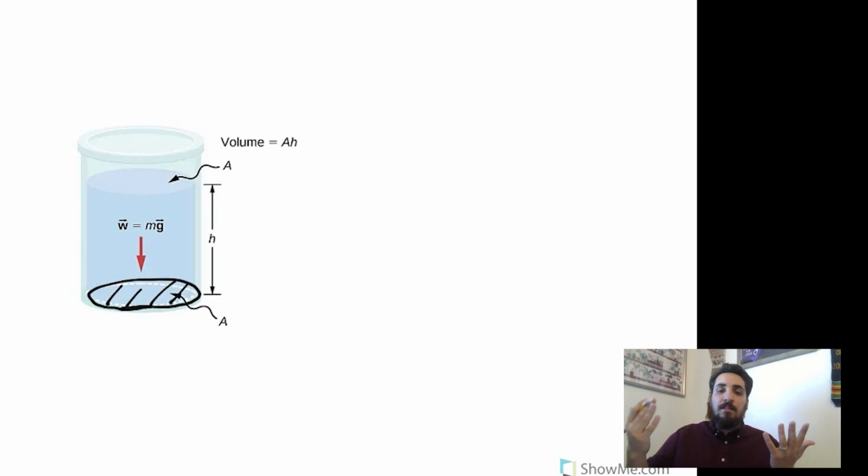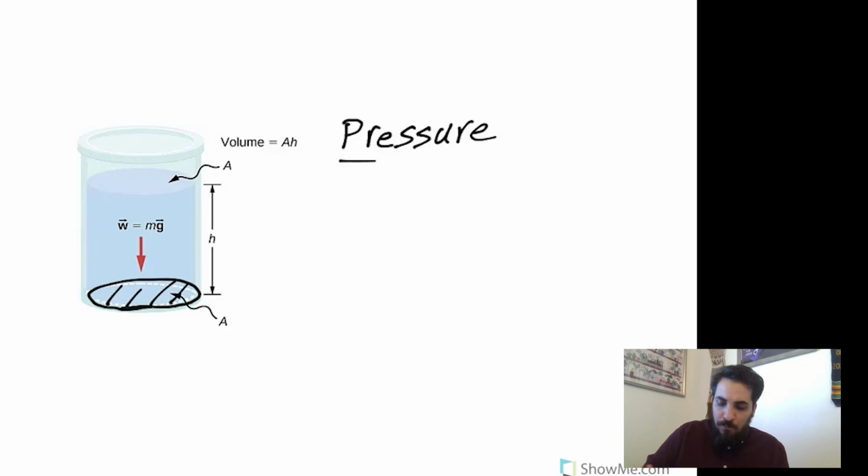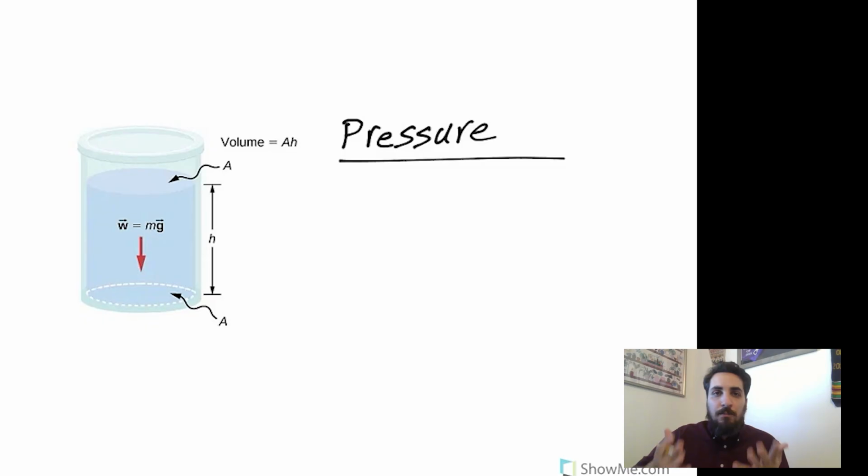So how do we discuss an interaction with a fluid? Well, we see how it interacts with the surface of the container. So inherently what we're looking at is pressure. We want to know what is the pressure on the bottom area because that'll tell us about how the fluid and the container are interacting.